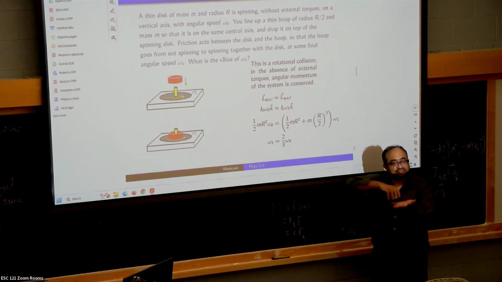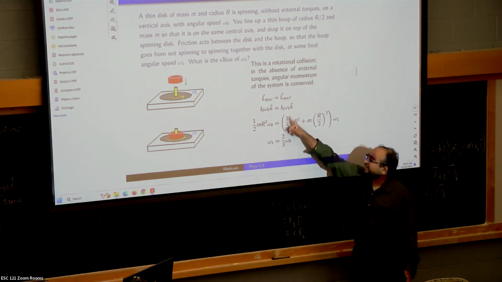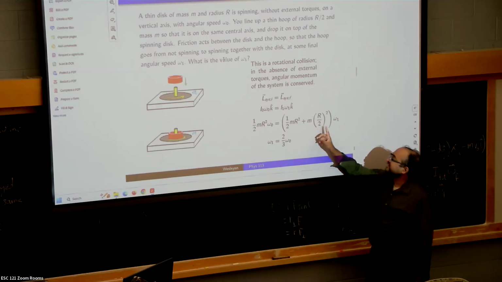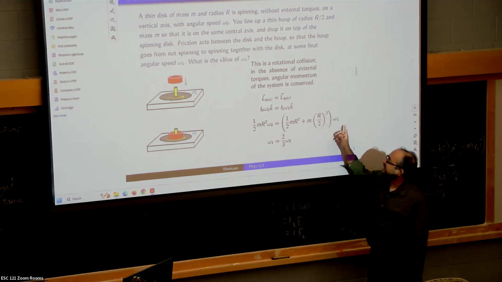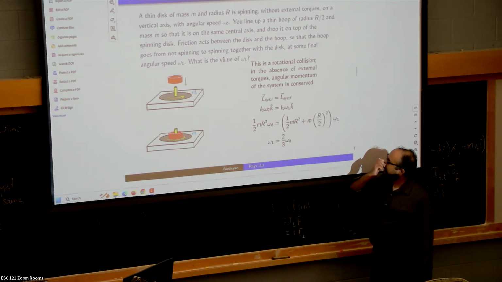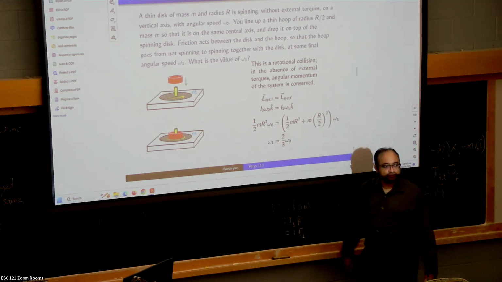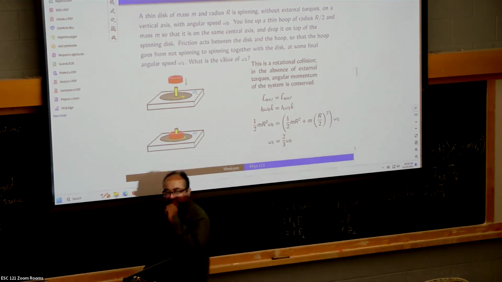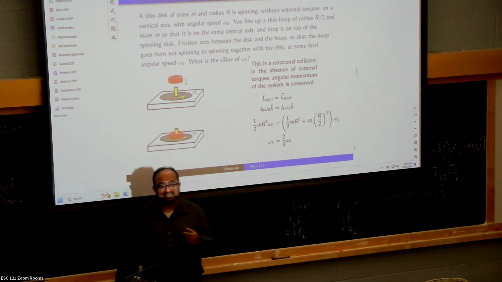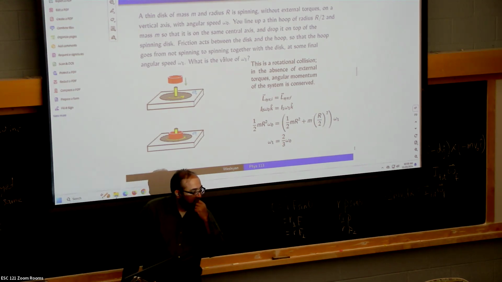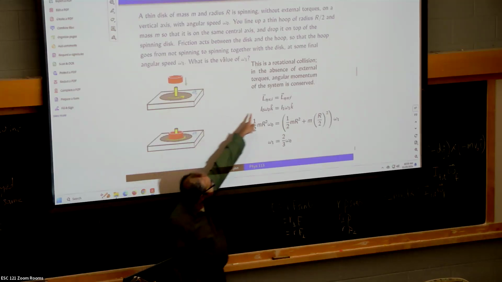Afterwards, you have the combination of the disk and the hoop. So you still have the 1/2 mr squared for the disk. And for the hoop, you have m times the radius of the hoop squared, but the radius of the hoop is big R over 2. So you have that. And this combined object is spinning with angular velocity omega 1. So you can solve for omega. Question: this formula uses conservation of angular momentum? Yes.